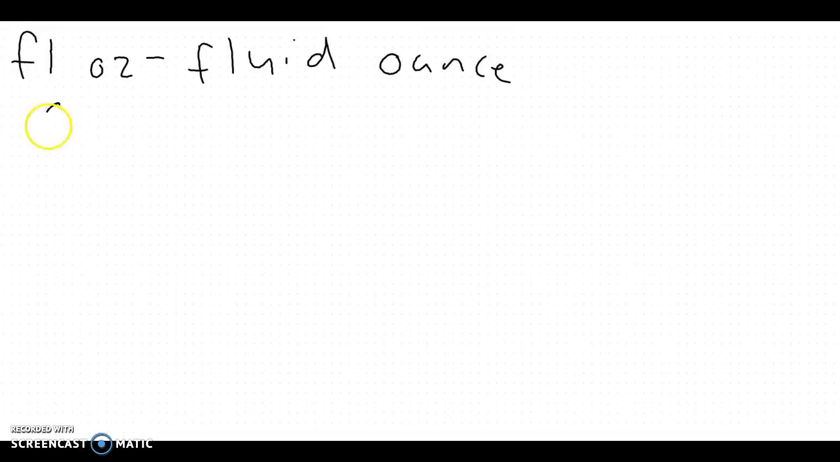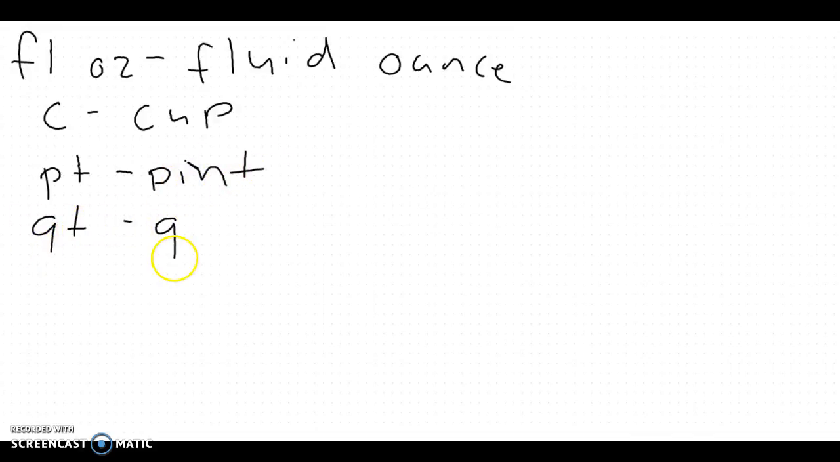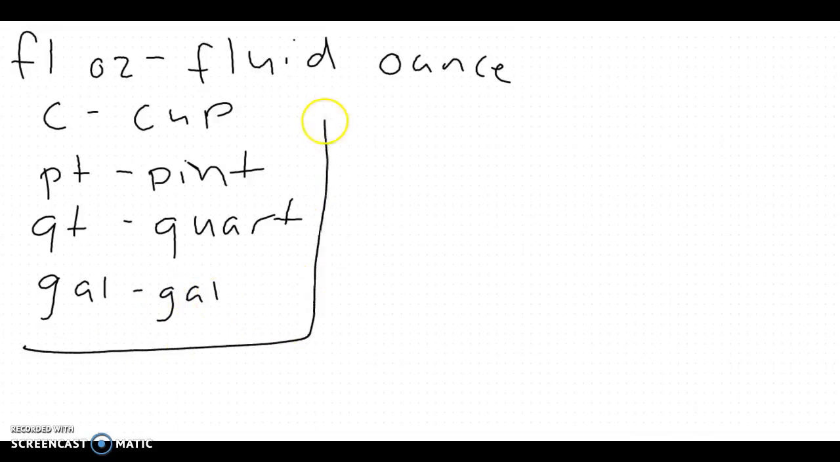After the fluid ounce, we have the cup, that's just abbreviated C. Then after cup, we have pint, that is abbreviated PT. Then we have quart, that's abbreviated QT. And finally, we have the gallon, which is abbreviated GAL. So with capacity, there are 5 different units that we need to know. So we're going to look at those units.